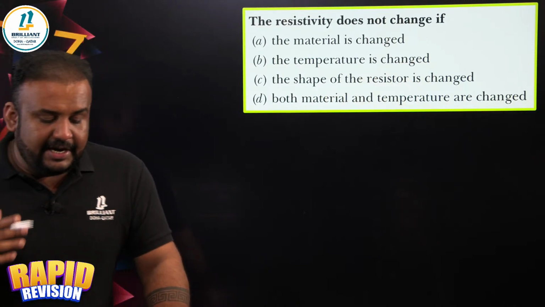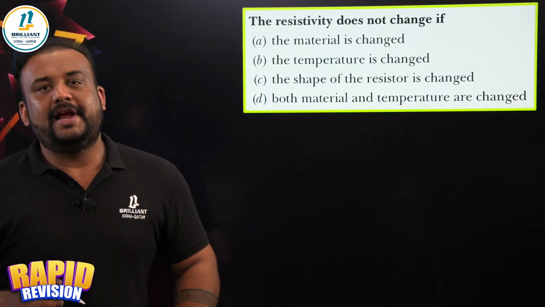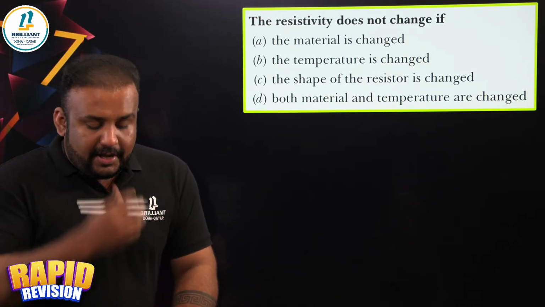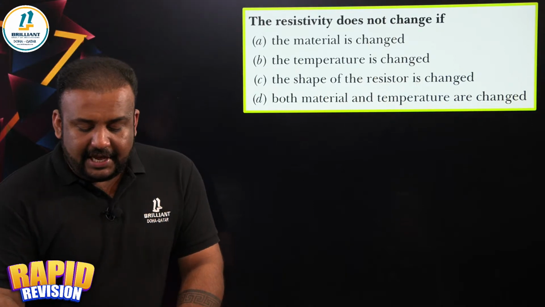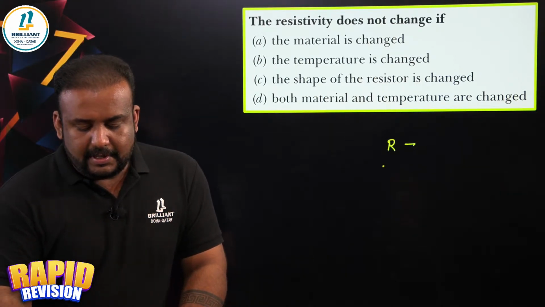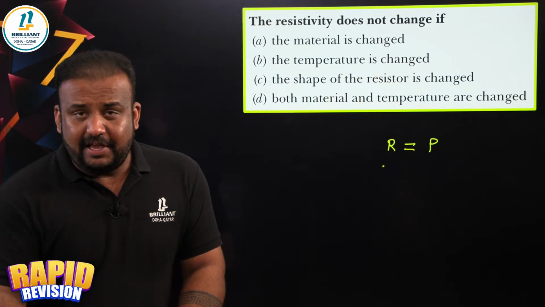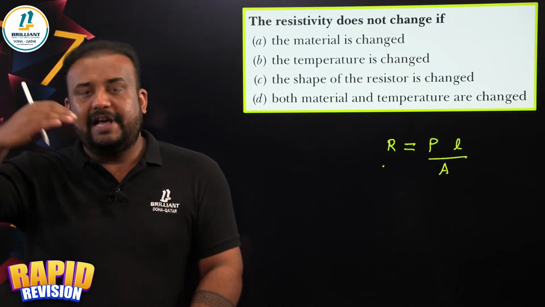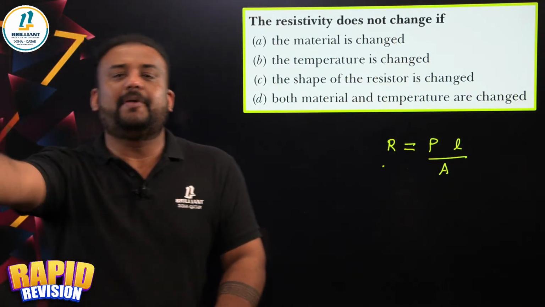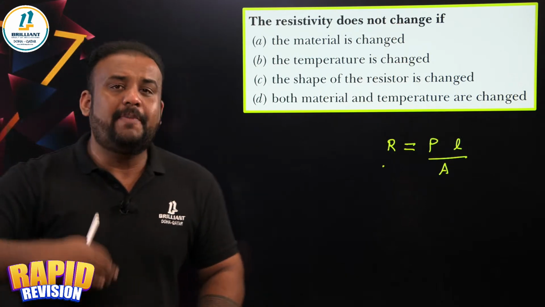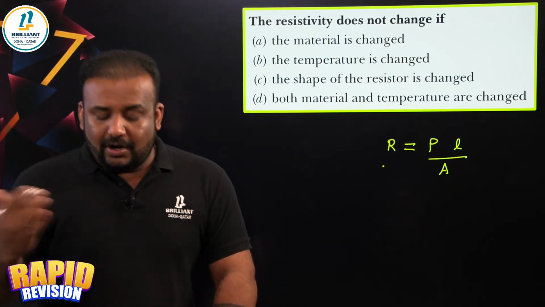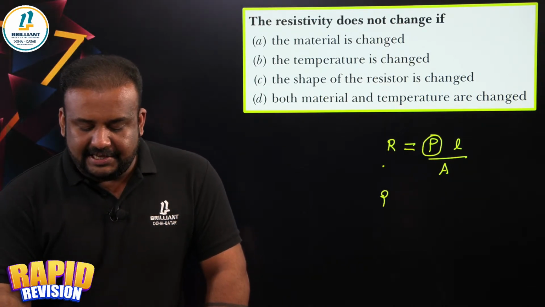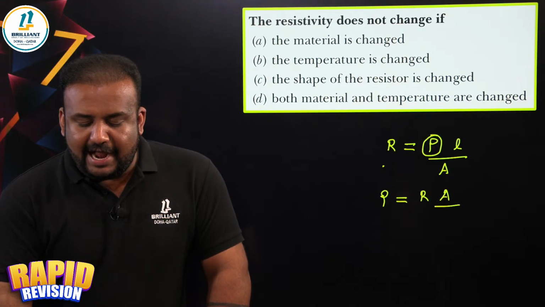The resistivity does not change if, read the statements. You guys know that resistivity can be expressed as, we have the relationship R is equal to rho L by A, correct? We have studied that resistance of a conductor is directly proportional to the length of the conductor and inversely proportional to the area of cross section, and the constant of proportionality is called resistivity. And in fact, we can define resistivity like this. Resistivity is equal to RA by L.